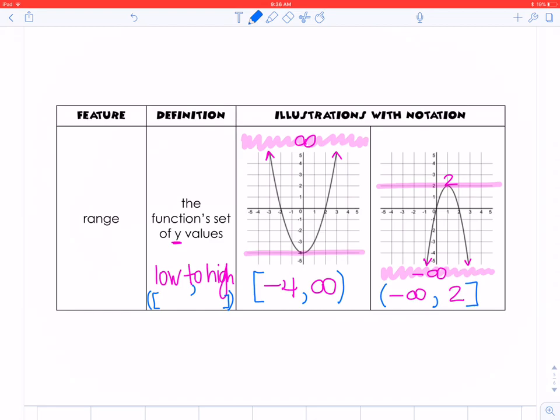Okay, now this is very similar to domain because you are giving me an interval from here to there, from low to high. Since we're talking about y values, y-axis, y to the sky, so we're going up and down, right? Starting from smallest, the low, to the biggest, the high.